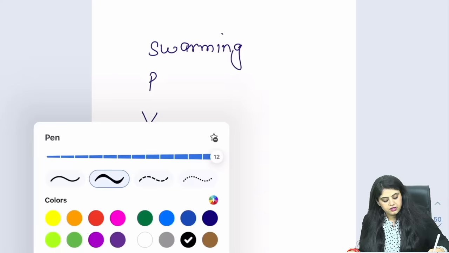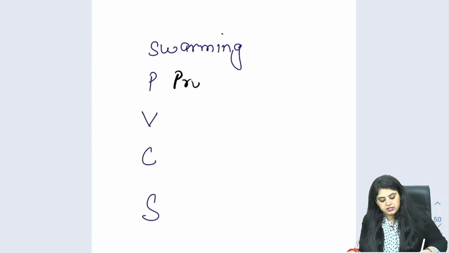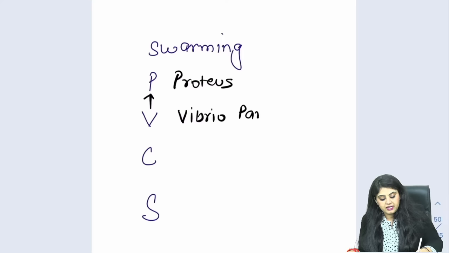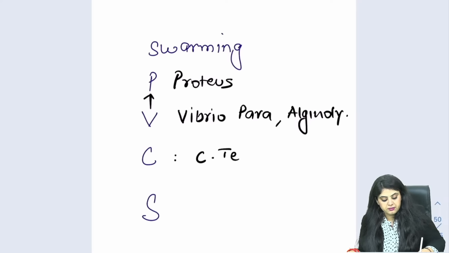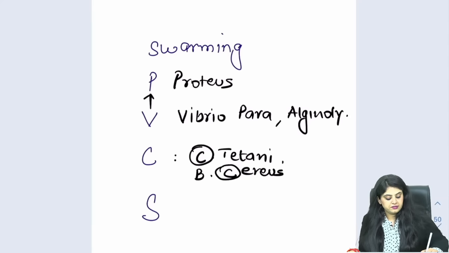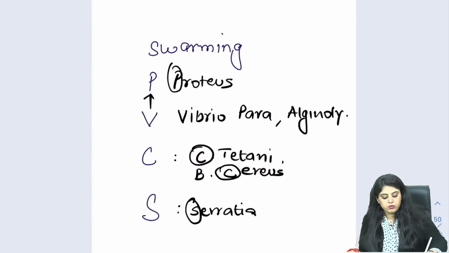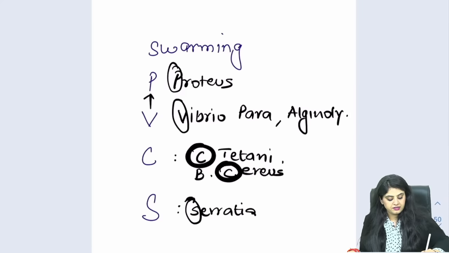What is PVCs? We have P for, of course, Proteus. Which Vibrio? Ma'am, Vibrio, come back to the P. Don't go for Vibrio cholerae. It is Vibrio parahaemolyticus and alginolyticus. C, very good. Clostridium tetani and one Bacillus also. The C Bacillus, and that is going to be Bacillus cereus. And finally, S is what? S is going to be Serratia. So remember, Proteus, Vibrio parahaemolyticus, Clostridium tetani, Bacillus cereus and Serratia.